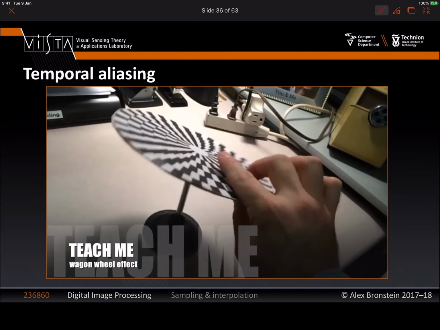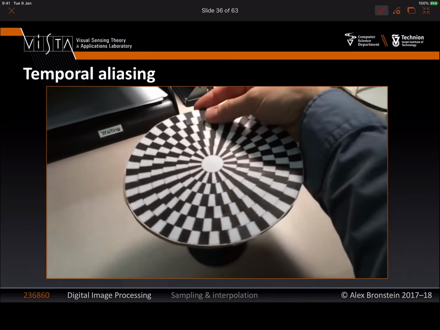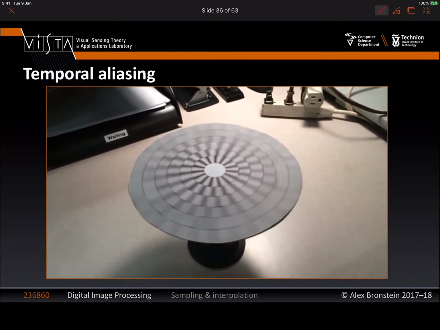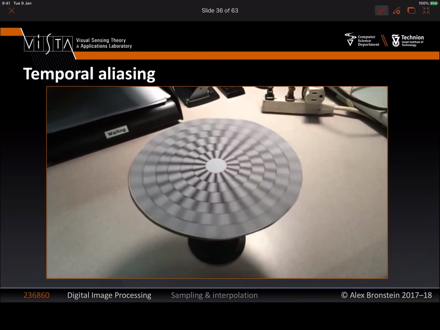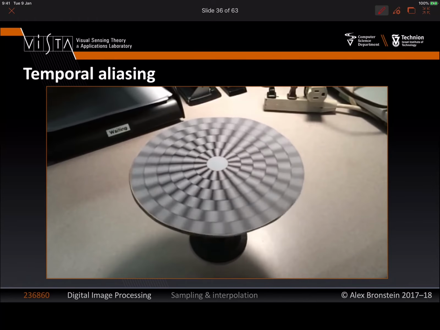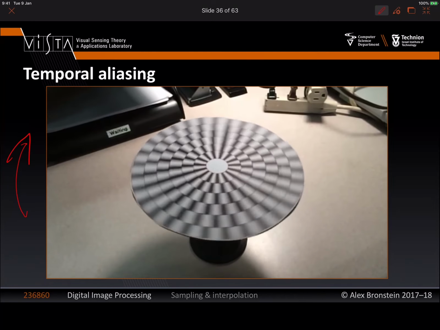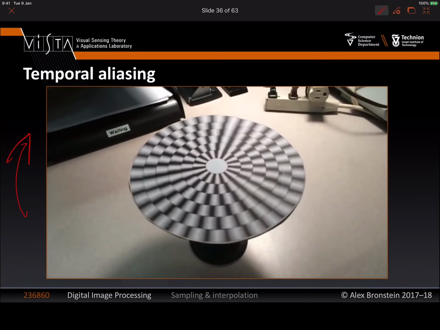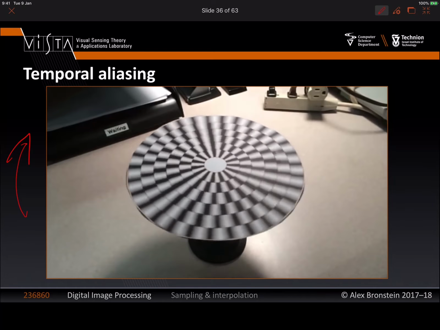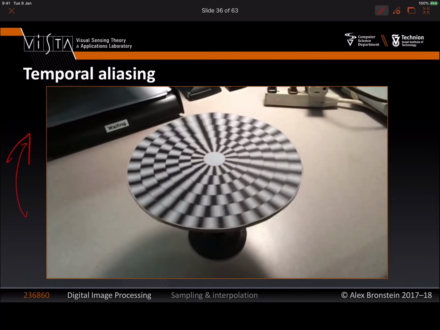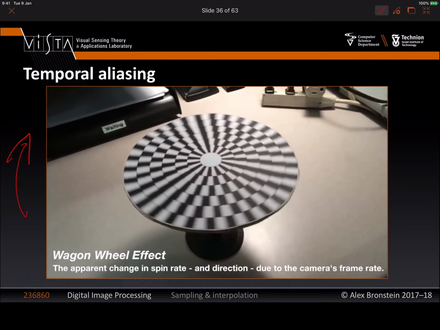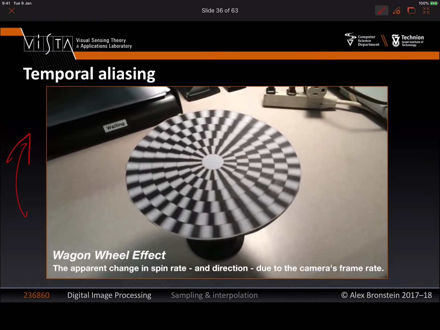Okay, so this is a classical spinning disk with different spatial frequencies. So when you spin it, look what happens. In which direction is it rotating? So it rotates in this direction, right? But how come you see it basically changing direction and then also changing speed? So it comes to a stall and then changes the direction of rotation. This is exactly the same aliasing effect, but now happening in time.